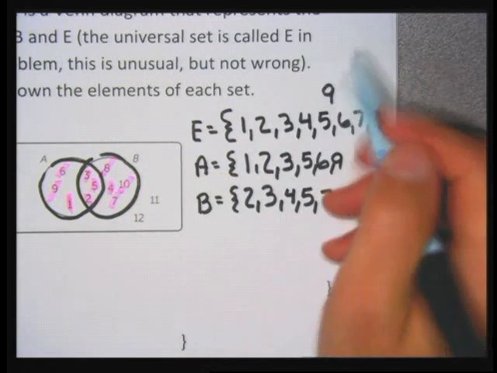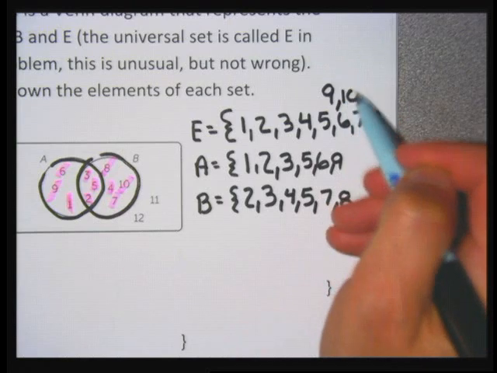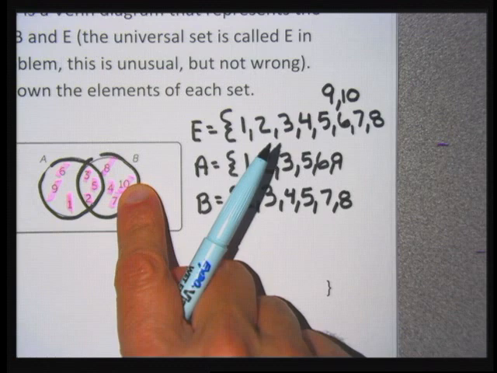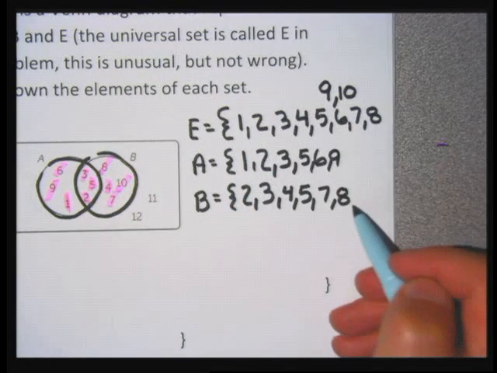10 is inside the rectangle, so it's part of the universal set. 10 is not in the A set, so I won't put it in A. But 10 is in the B set, so I'll put it in B.